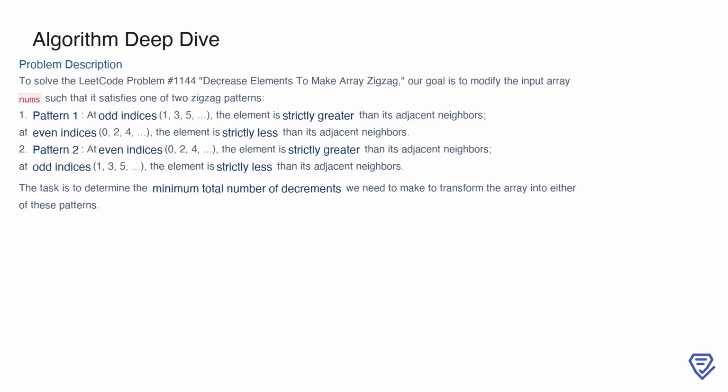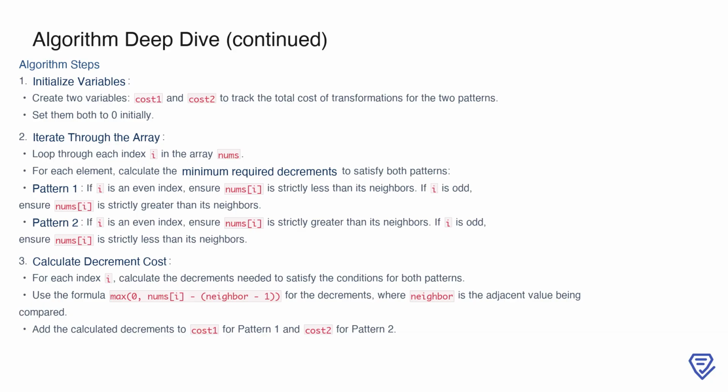To solve the problem, we start by initializing two variables, cost1 and cost2, to track the total cost of modifications for each pattern. Both are initially set to 0. We then iterate through the array, examining each index i. For pattern 1, if the index is even, we ensure the element is strictly less than its neighbors by calculating the decrements needed. If the index is odd, we ensure the element is strictly greater than its neighbors. Similarly, for pattern 2, we reverse these conditions. Even indices must now be greater than their neighbors, and odd indices must be smaller.